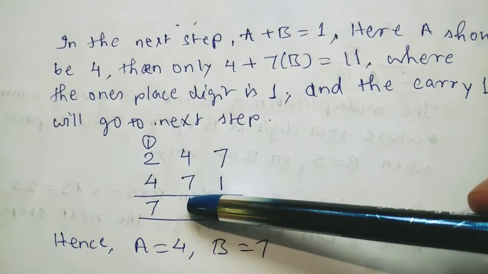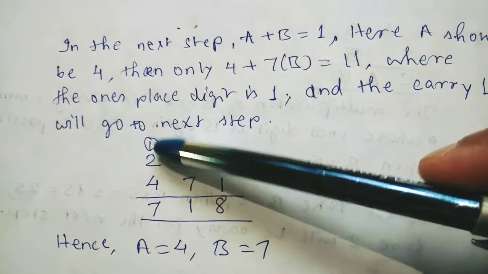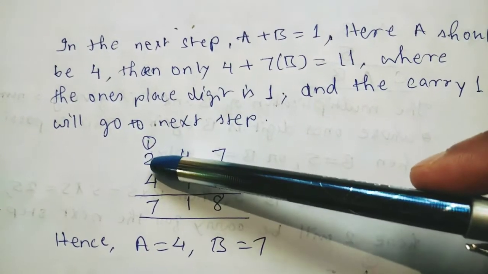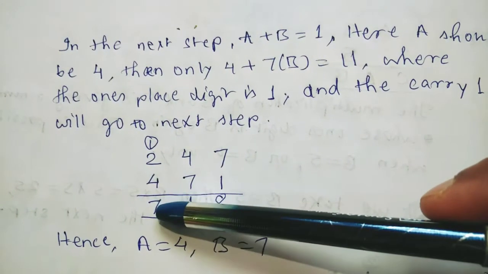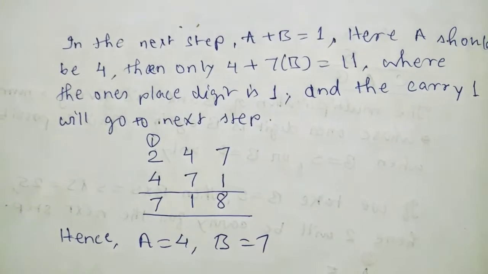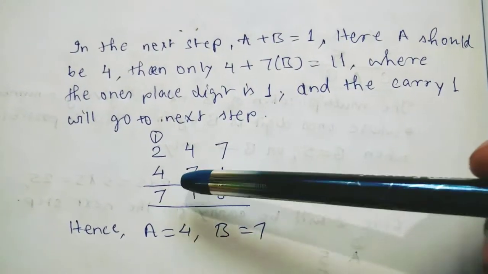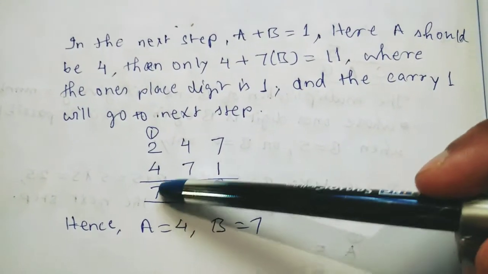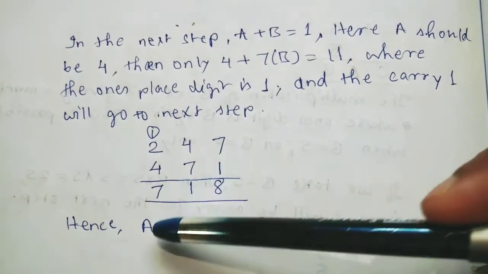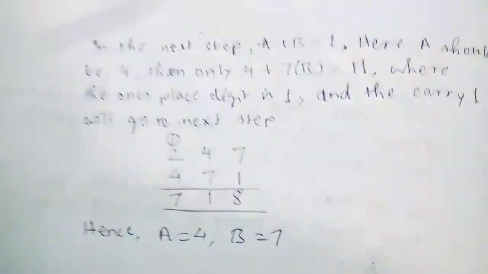Now this another 1 will go carry to the next digit. So 1 plus 2 will be 3. 3 plus 4 is 7. So value of C will be 7. So our question was what? We have to find the C also here. So this is the C. Sorry, this is a B. So B value we got all 7. So A equal to 4 and B equal to 7. So in this way we can solve this question.